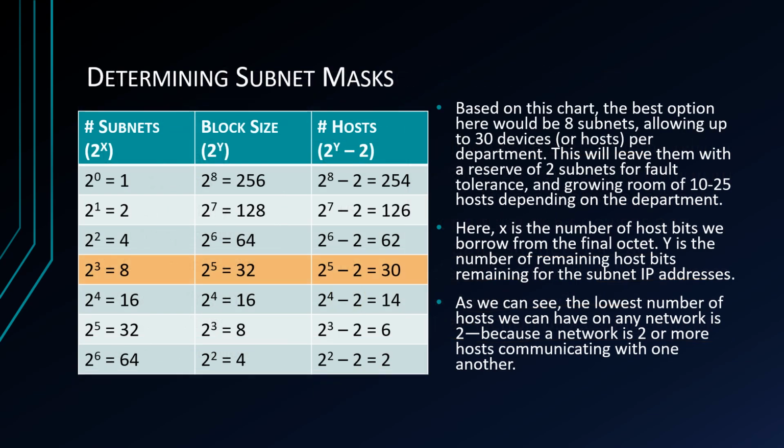So how do we determine subnets? We're going to start here. X here is the number of host bits we borrow from the final octet. Y here is the number of remaining host bits for the subnet IP addresses, and here the number of hosts we can have on any given subnet is the block size minus 2, because a subnet starts with the network address, and then it has the host addresses and ends with the broadcast address.